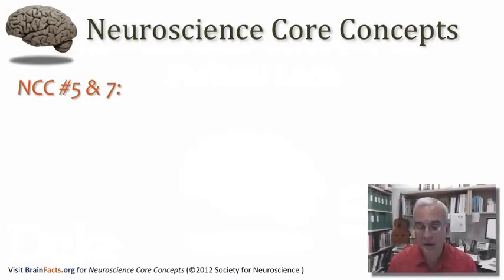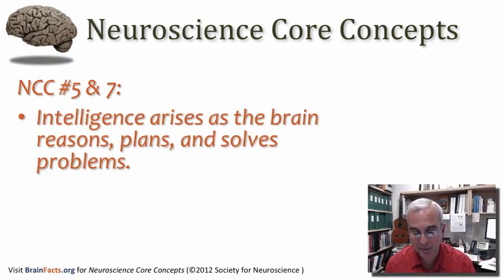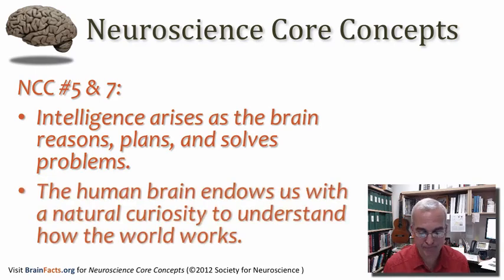Our tutorial relates to two of our core concepts in neuroscience. We are talking about the associational cortex, and it's from the integrated action of these networks in the brain that intelligence arises as the brain reasons, plans, and solves problems.